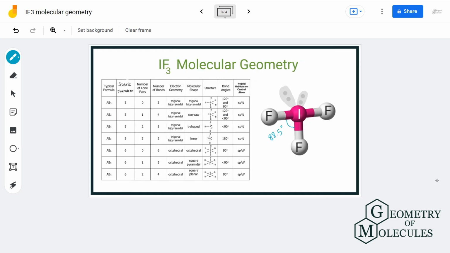Let's confirm that by referring to this table. Here, A stands for the central atom, B is the number of atoms attached to the central atom. Thus, we have iodine as the central atom and there are 3 atoms attached to it, and that gives us a formula of AB3. The steric number is 5, out of which 2 are lone pairs and the others are bond pairs, and that gives us a molecular shape as T and hybridization is sp3d.